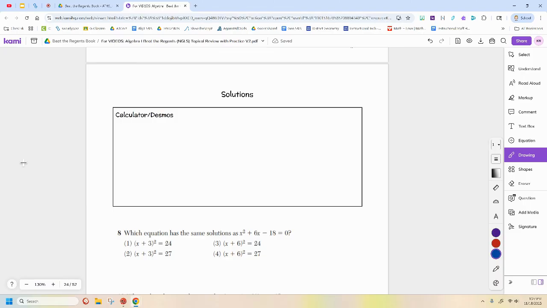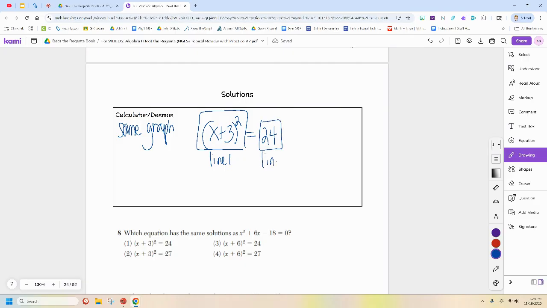Once again, we're going to hope for the same graph, and then our calculator can actually do some solving, so we're going to have to play around with that idea. But I will say, and I'm looking even just at this very first question down here, if I see that x plus 3 squared equals 24, I might be separating this into this is line 1, and then this is line 2, and let's see what's going on.